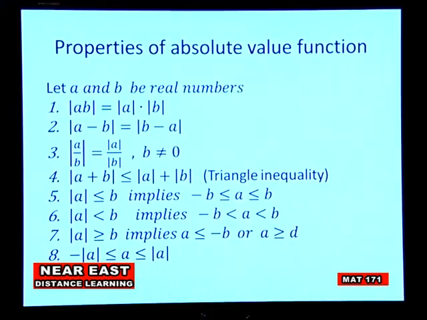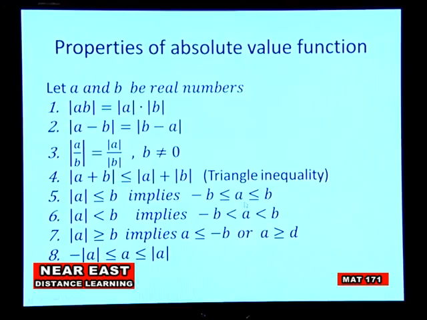Fifth one is absolute value of a less than or equal to b implies minus b is less than or equal to a and is less than or equal to b. If you have absolute value of a less or equal to b, it is saying that minus b is less or equal to a and is less or equal to b. And if you have this, minus b less or equal to a less or equal to b is the same thing as this. So each side will give you the other side. They are equivalent.